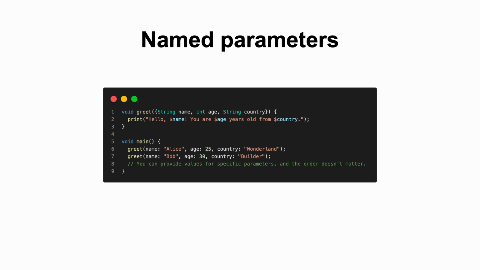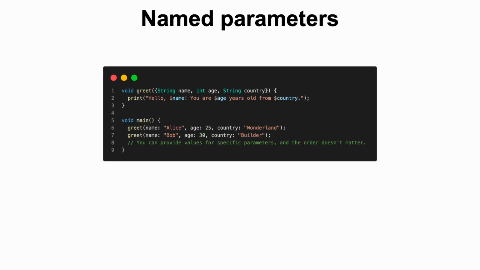Named parameters in Dart provide a powerful way to make your functions more expressive. Unlike positional parameters, named parameters allow you to provide values to specific parameters by explicitly mentioning their names. This flexibility is particularly useful when dealing with functions that have a large number of parameters or when the order of parameters isn't obvious. In our examples, we can greet individuals by providing their names, ages, and countries, all without worrying about the order of the parameters.